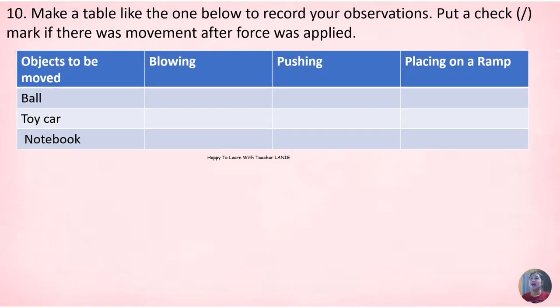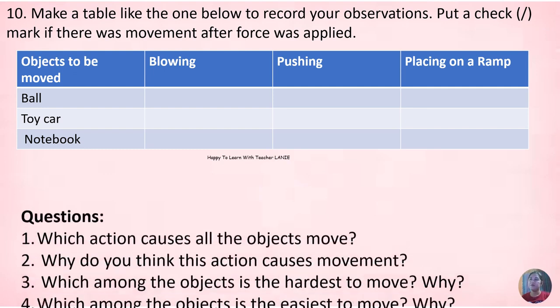Number 10. Make a table like the one below to record your observations. Put a check mark if there was movement after force was applied. Objects to be moved: ball, toy car, notebook.